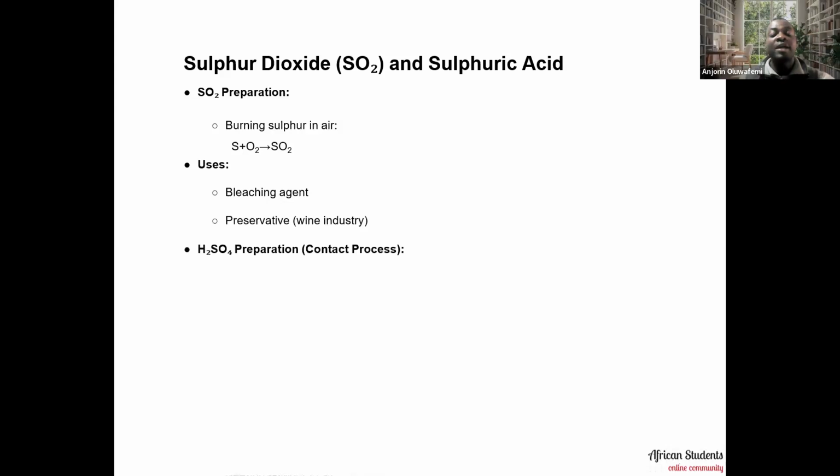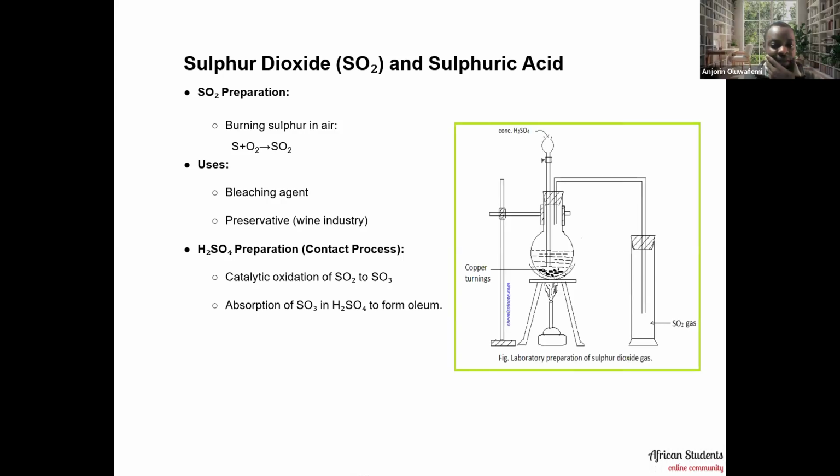Then the next thing that we need to look at is the preparation of sulfuric acid, H2SO4, using the contact process. Now, what happens is that there's a catalytic oxidation of SO2. So we have sulfur reacting with oxygen to give us SO2. Then SO2 is catalytically oxidized to produce SO3. And then there's an absorption of SO3 in H2SO4 to form oleum, H2S2O7. Okay.